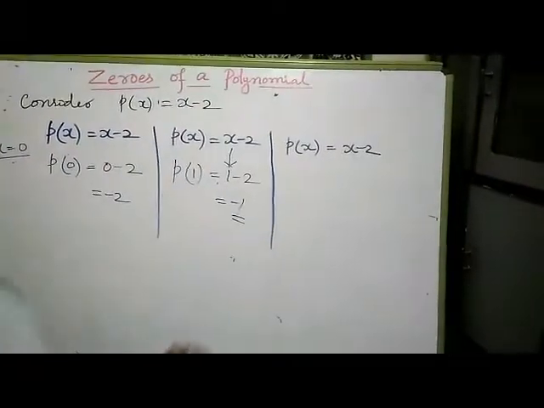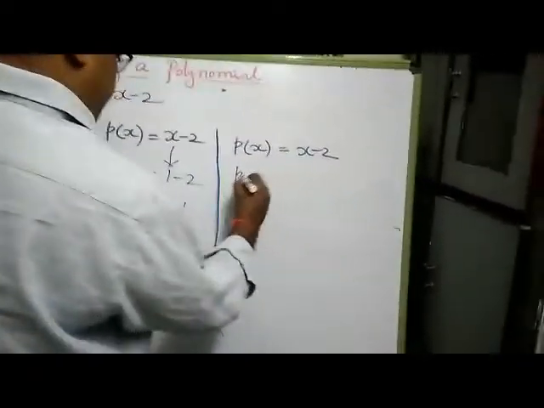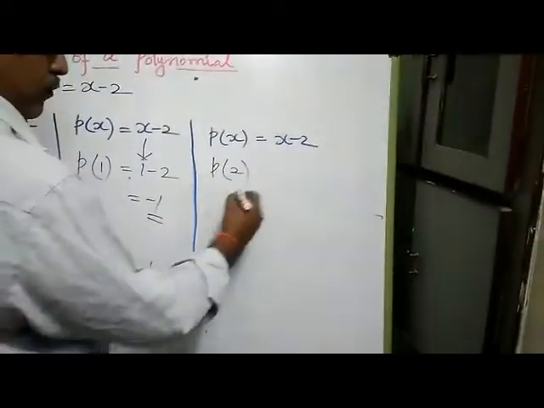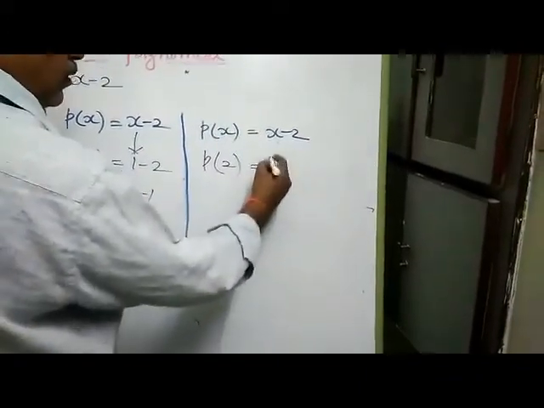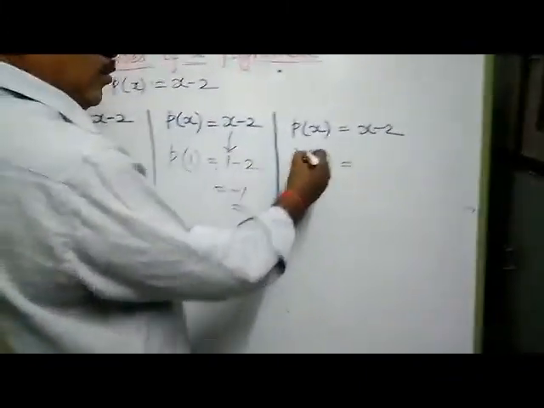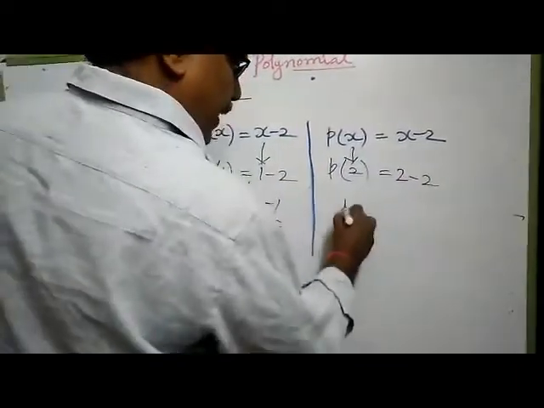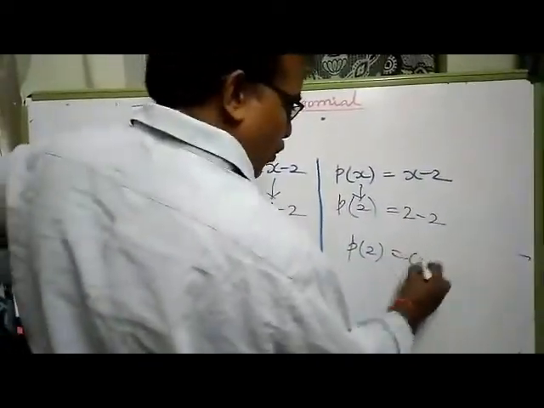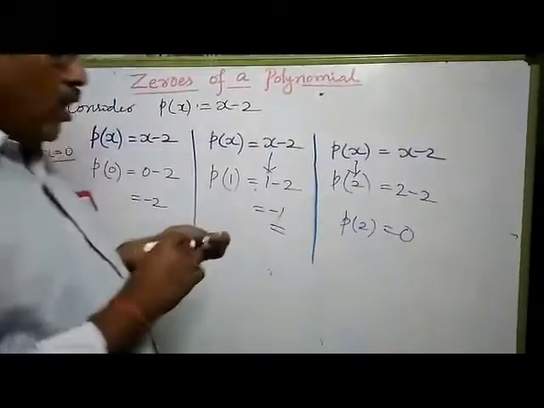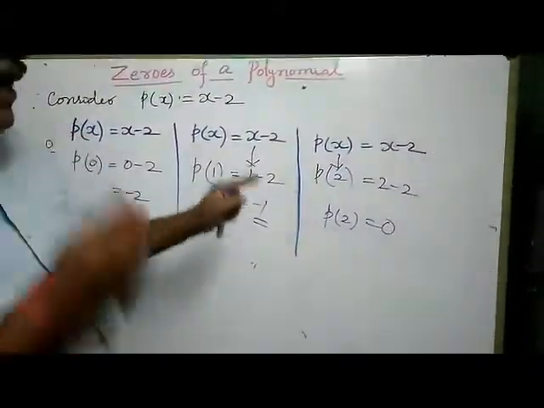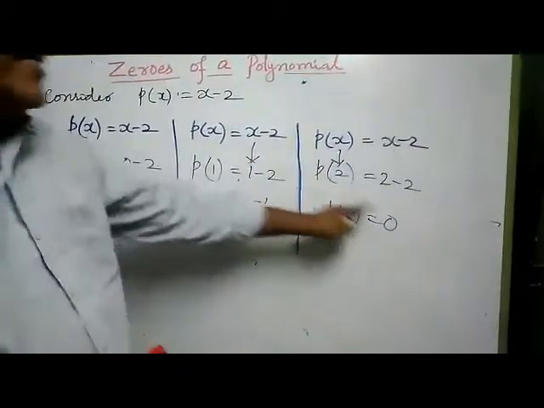Coming to the next one, p of 2. Substitute x is equal to 2. Here also x is equal to 2. 2 minus 2, so p of 2 is equal to 0. The value of the polynomial at x is equal to 2 is 0.